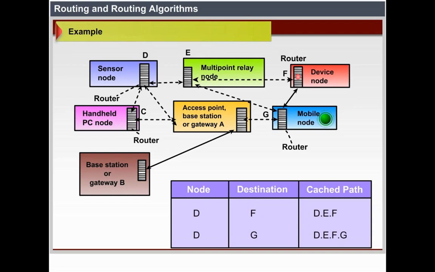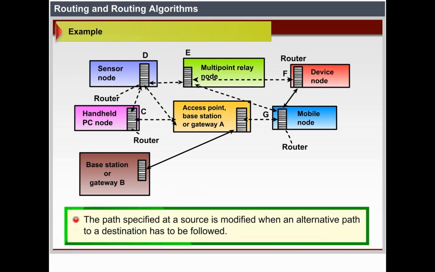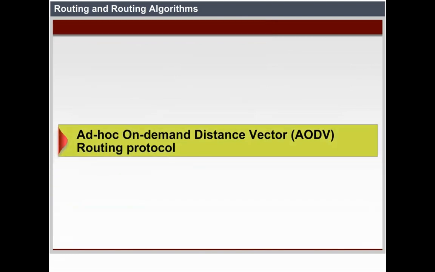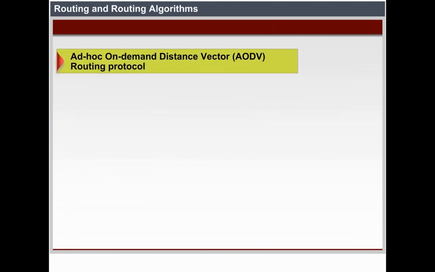Node D, destination G, cached path DEFG. The path specified at a source is dynamically modified when an alternative path to a destination has to be followed. The alternative path is cached when there is a route error packet generated in the reply. Ad hoc on-demand distance vector AODV routing protocol.